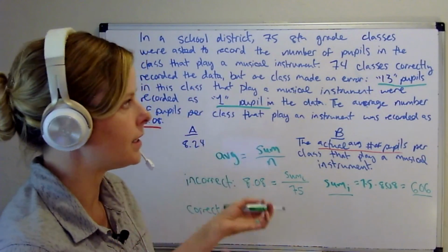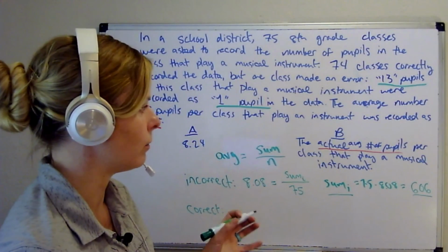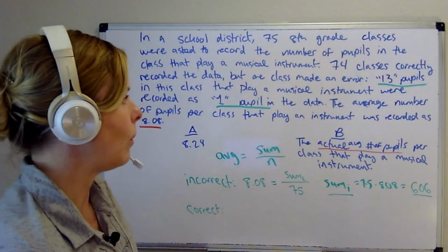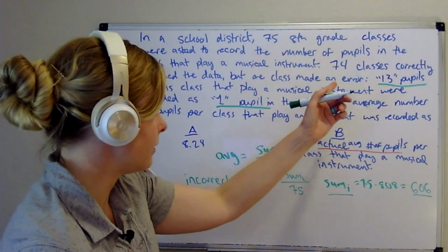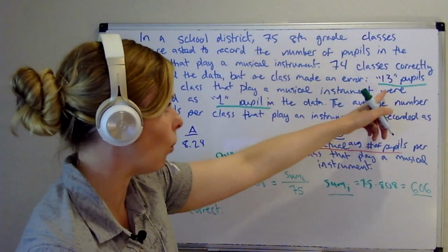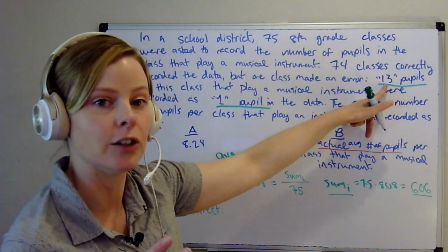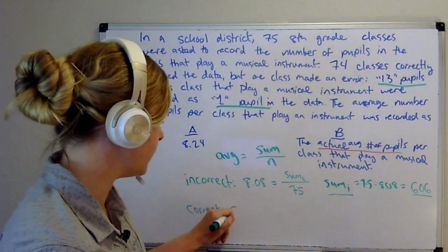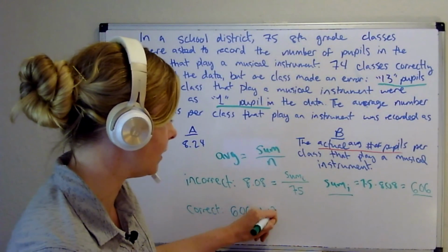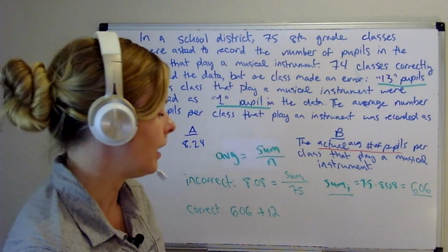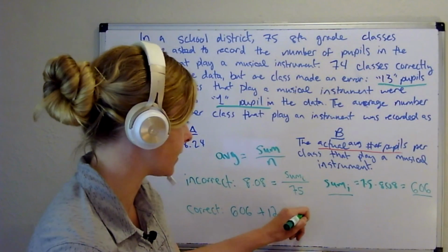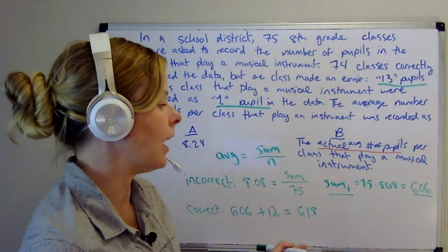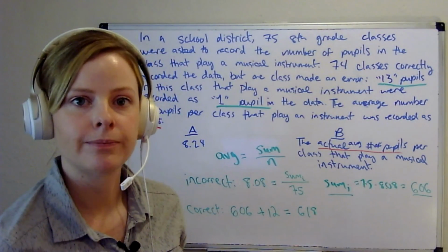So what's the difference here? What are we missing? How many students should have been included in our sum that are not? Well, we recorded one when it should have been 13. So one of these people did get credit, but then 12 did not. So for my correct data, what I should do is take my incorrect sum and add in the 12 that did not get credit. And then that will give me my correct sum, which is 618. So 618 pupils actually do play an instrument instead of just the 606 that got recorded.